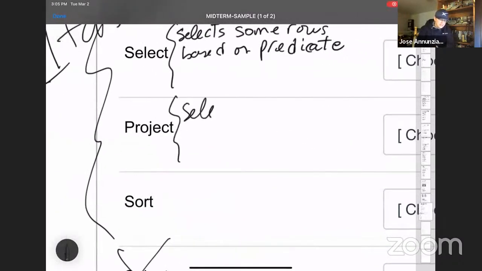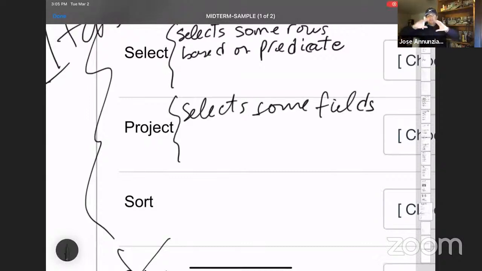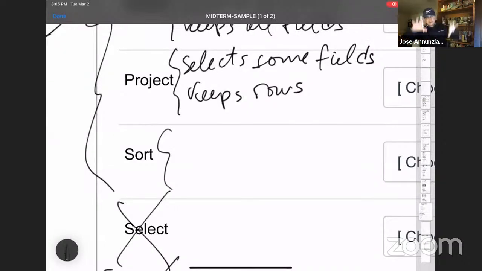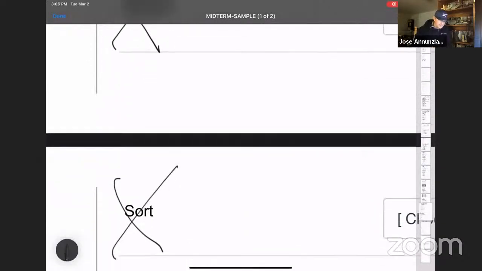Project selects some fields, meaning it filters horizontally. It throws away some fields. You only keep a subset of the fields, but the same rows. So it keeps rows, and this keeps all fields. Sorting reorders, well, not reorders. It doesn't change the actual order of the records, but it reorders it for your viewing pleasure. But it doesn't actually rearrange the data in the database.